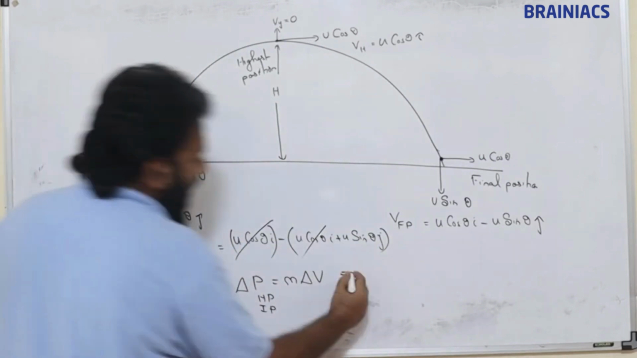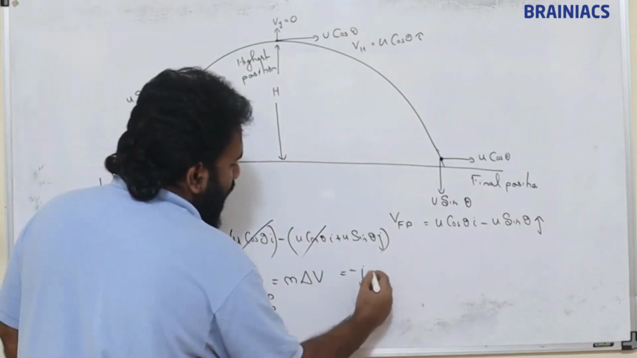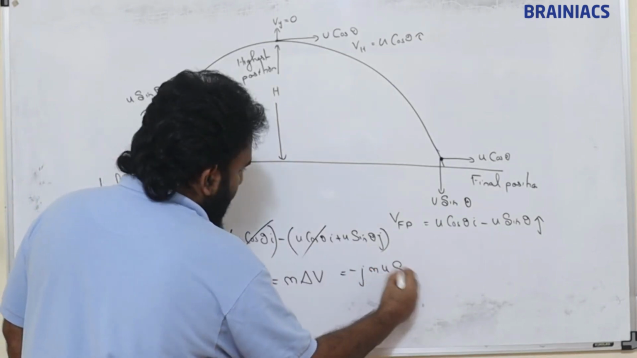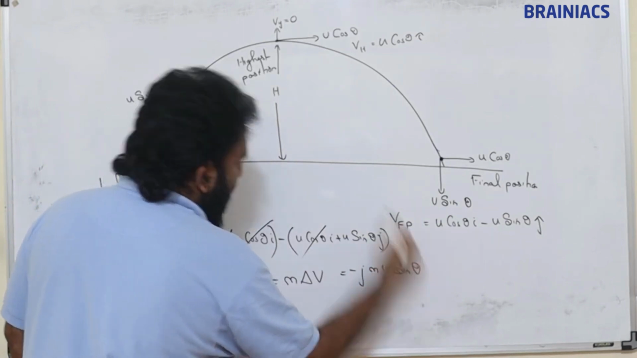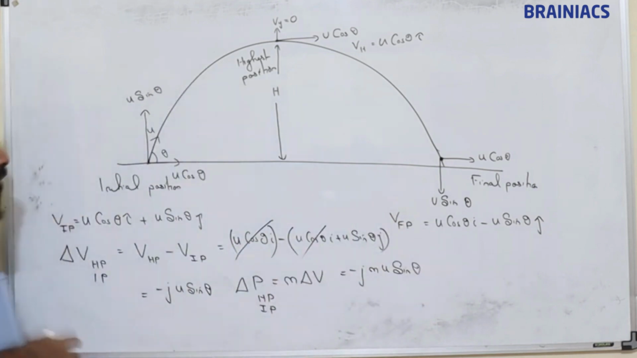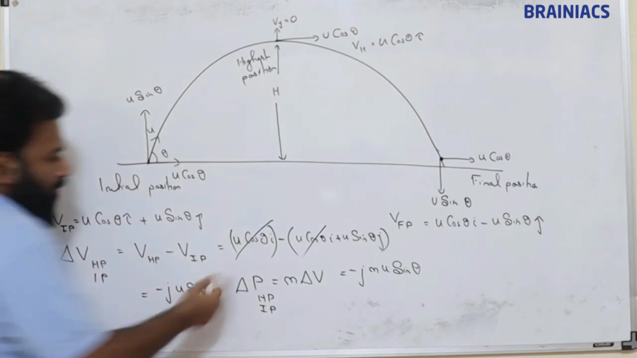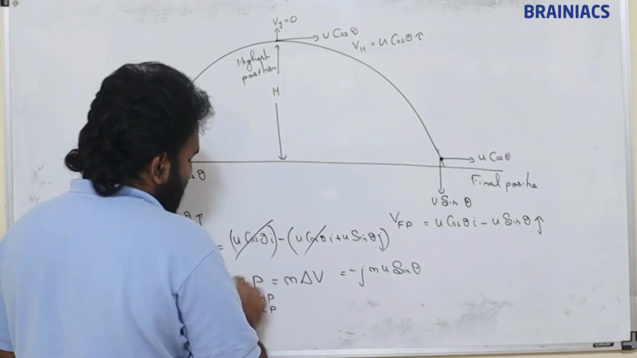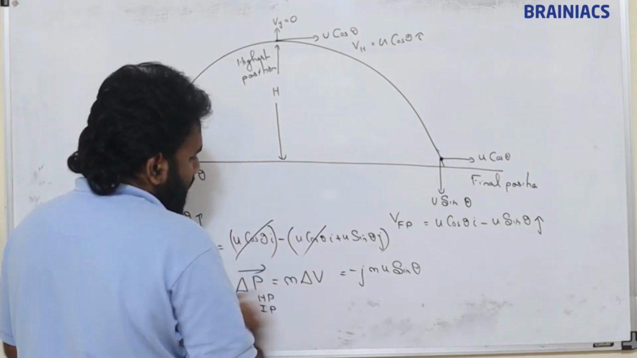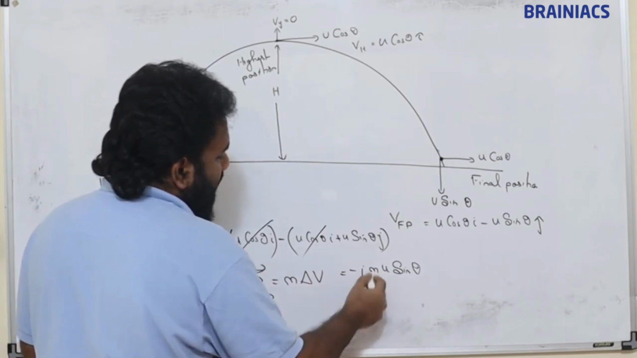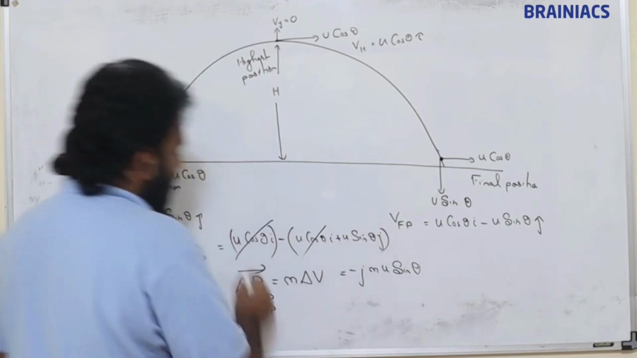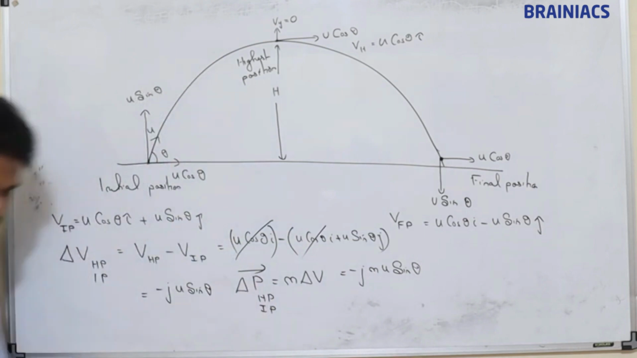So I can write minus j into mu sin theta. Okay, so this momentum is a vector. So change in momentum is a vector. So that is why that j comes here also. Clear? So you need not memorize this equation.